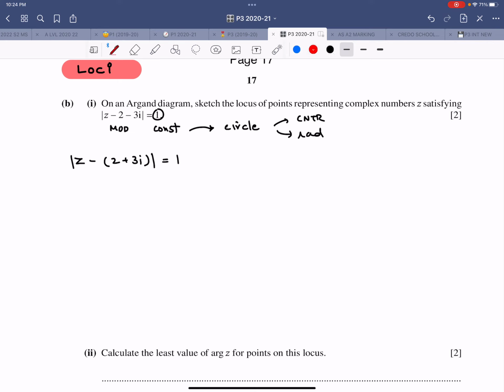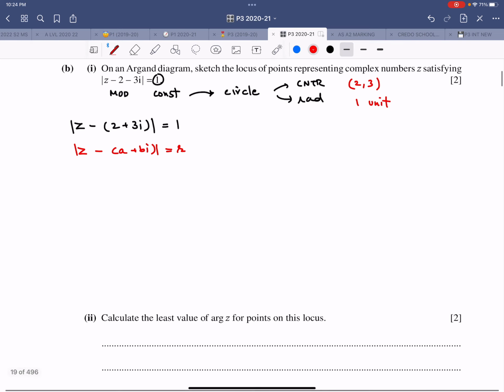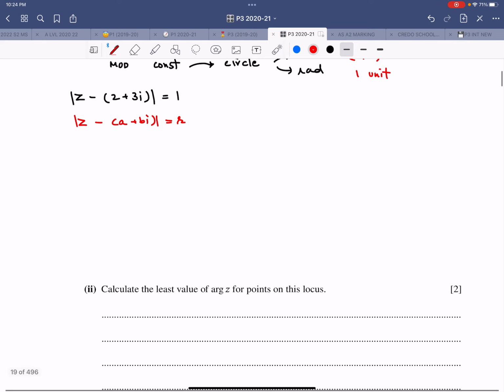Therefore this is of the format modulus of z minus (a plus bi) equals r. The center (a, b) is (2, 3), and the radius is 1 unit. That's the first thing. Calculate the least value of argument of z for points on this locus. That means you have to calculate something related to an angle.